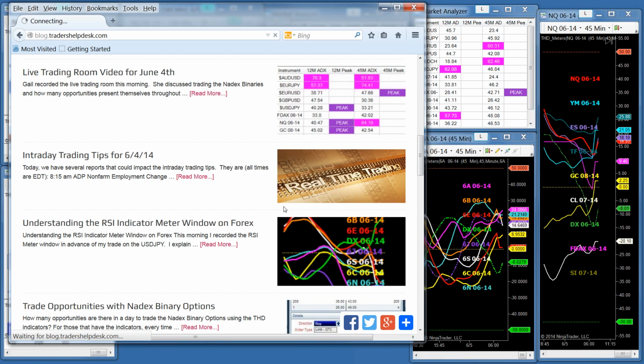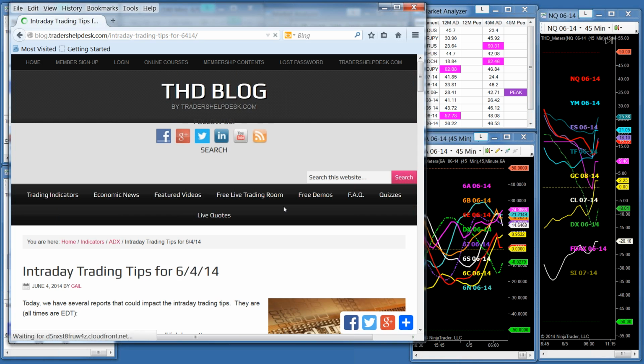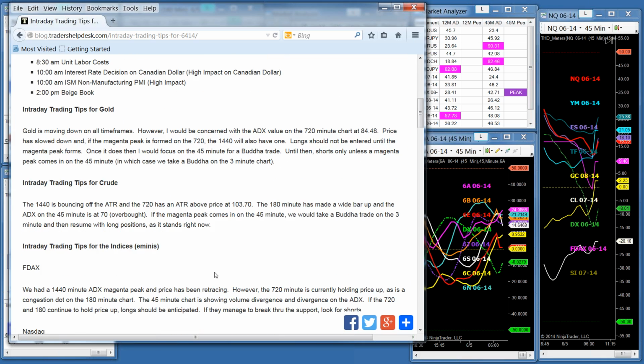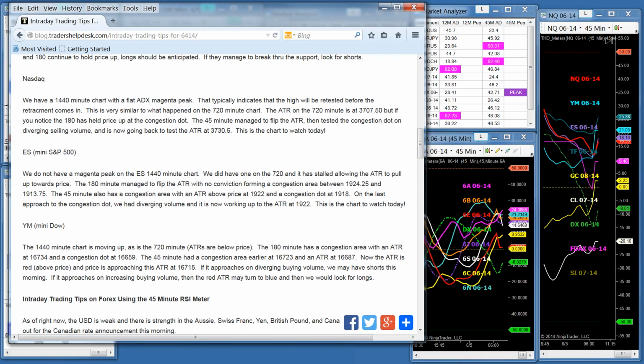Okay, so the first thing, I'm going to go back and read what I think the NASDAQ should have done yesterday. We have a 1440-minute chart with a flat ADX peak. That typically means that the high will be retested before the retracement comes in. This is very similar to what happened on the 720-minute chart. The ATR on the 720 is at 3707.5. But if you notice, the 180 has held price up at the congestion dot.